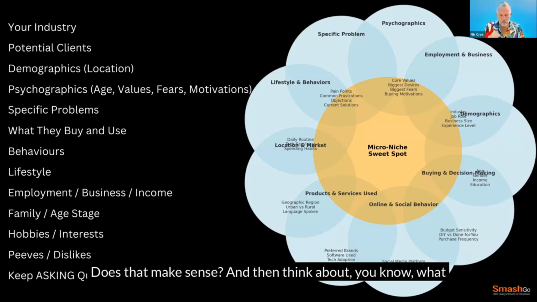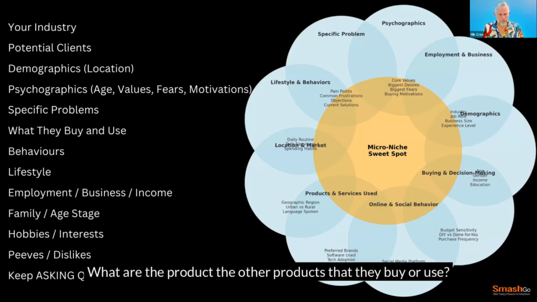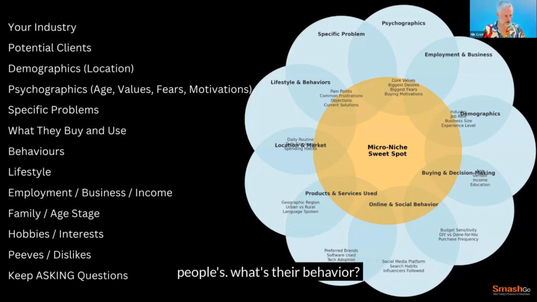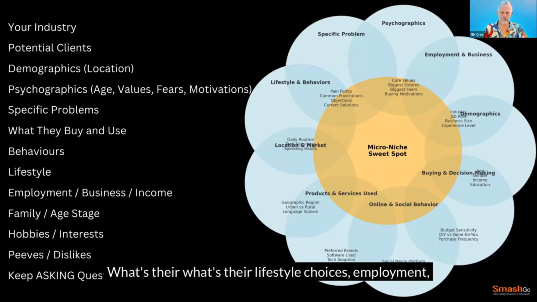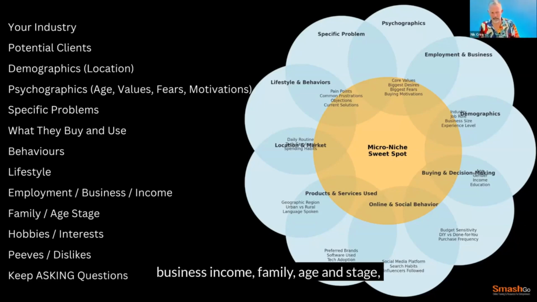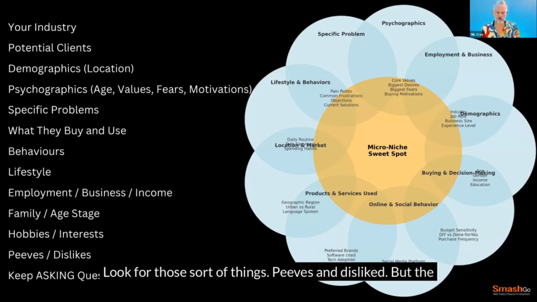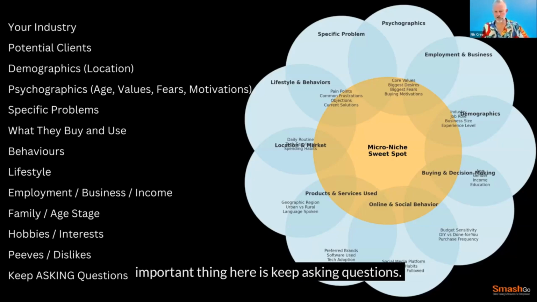And then think about what they buy and use. What are the other products that they buy or use? They might be ones that are yours or other people's. What's their behaviour? How do they act? How do they behave? Where do they hang out? What are their lifestyle choices? Employment, business income, family, age and stage, hobbies and interests. Pet peeves. Peeves is a good one. What really annoys them and really frustrates them. Look for those sort of things. Peeves and dislikes. But the important thing here is keep asking questions. Just keep going deeper and deeper and asking questions.